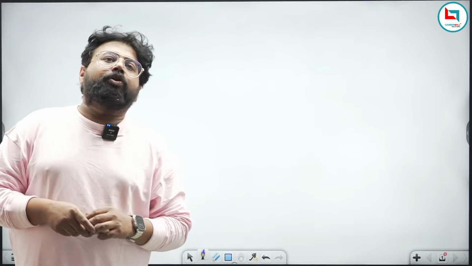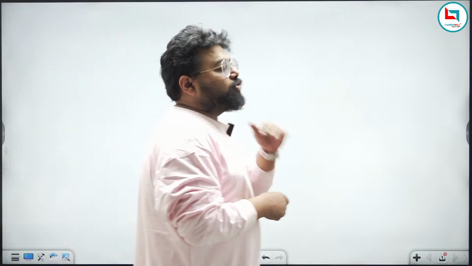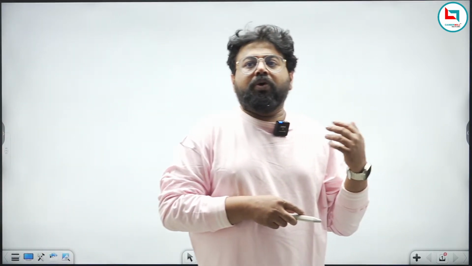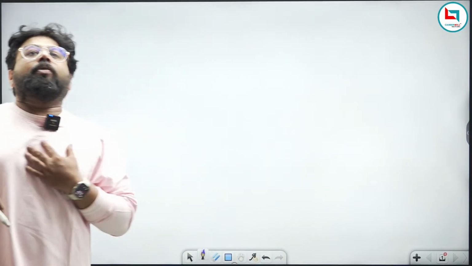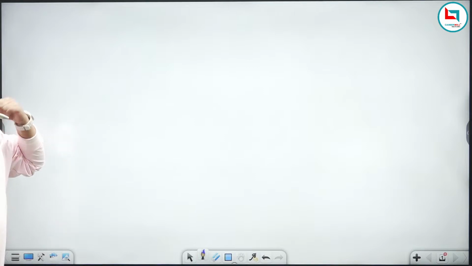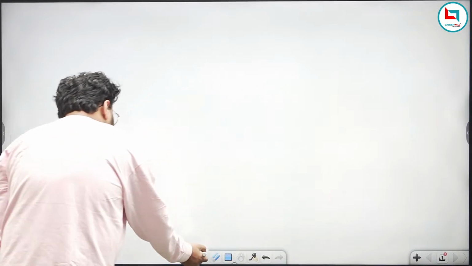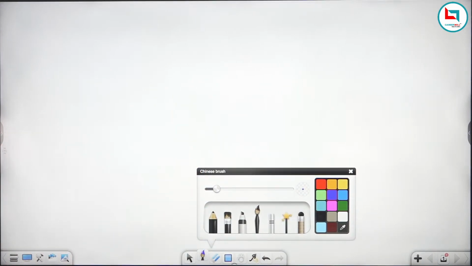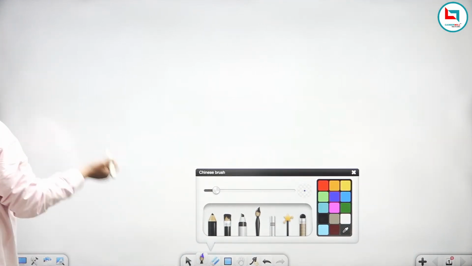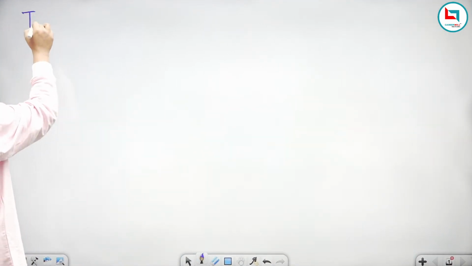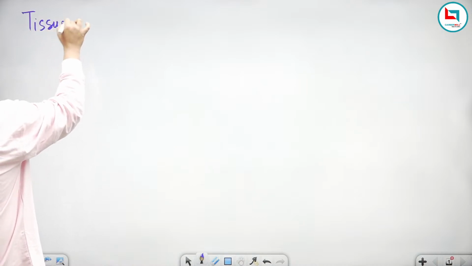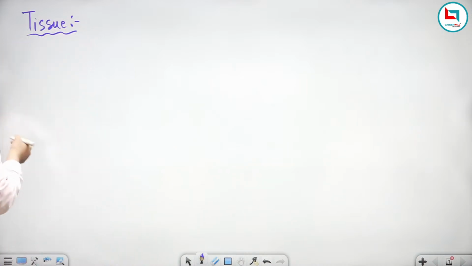So today we are going to start a new chapter that is basically tissue. After cell we have to cover the next topic that is tissue. If we talk about the nucleic acid, we'll discuss it when we are going to start the chapter of genetics. Fine. So we'll discuss nucleic acid inside the chapter genetics. So today we are going to discuss about tissue. First of all, what are tissues?